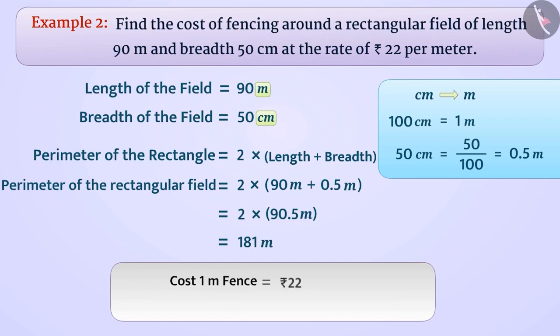Since the cost of 1 meter fence is equal to rupees 22, the cost of building a 181 meter fence is equal to rupees 181 into 22, which is equal to rupees 3,982.